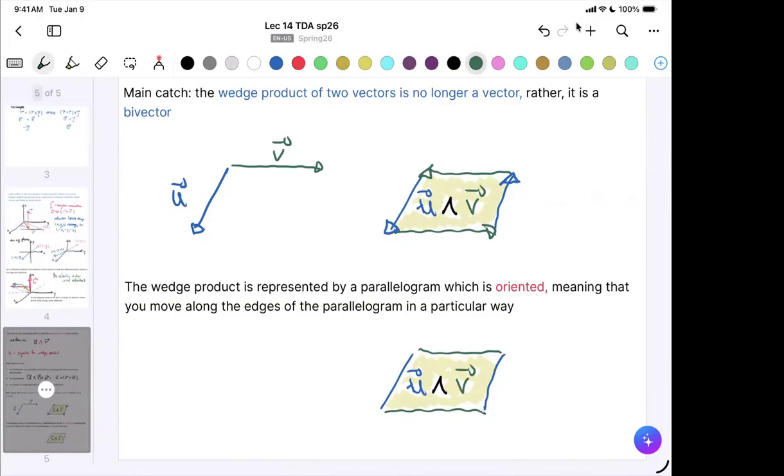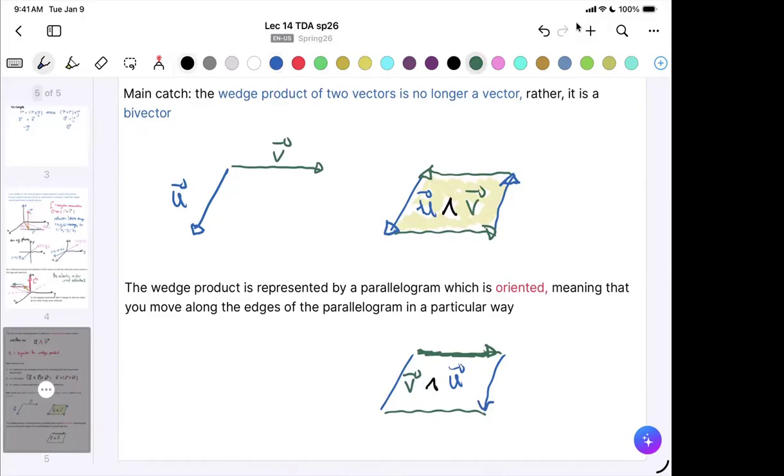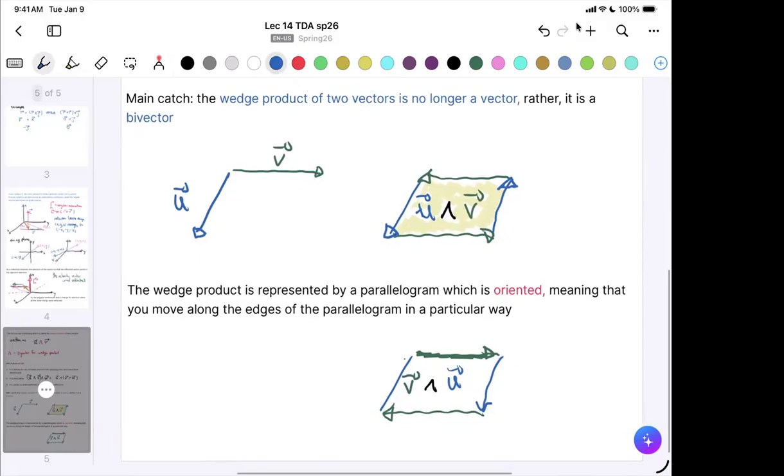But if you wanted to do v wedge u, the opposite, then you start with the direction of the vector v, and then you move along the edges in that way. So depending on how it's seen, one is being traversed counterclockwise and the other one is clockwise. If you take an aerial view of the parallelograms, maybe I'll do it on GeoGebra so that you can see it better next time.